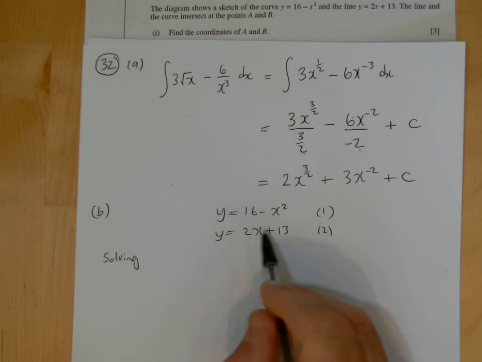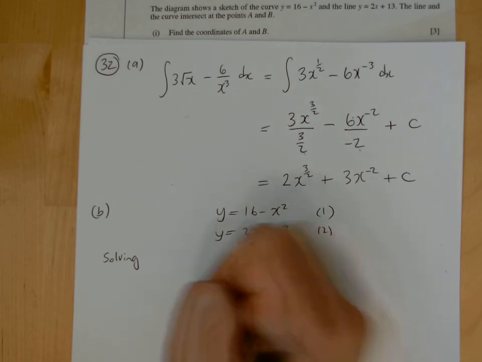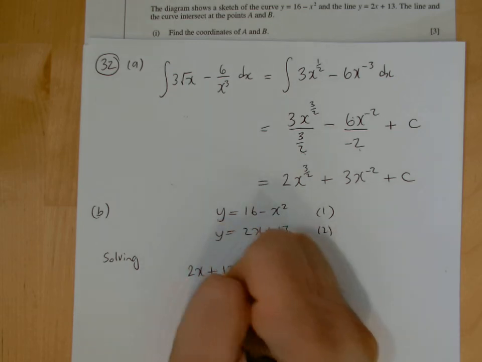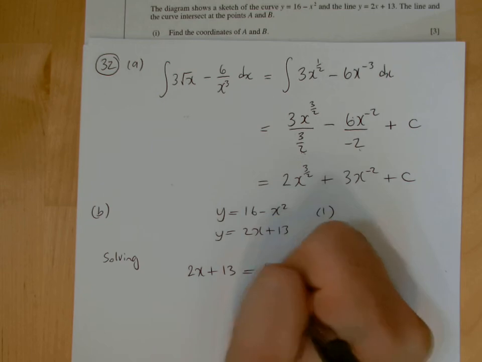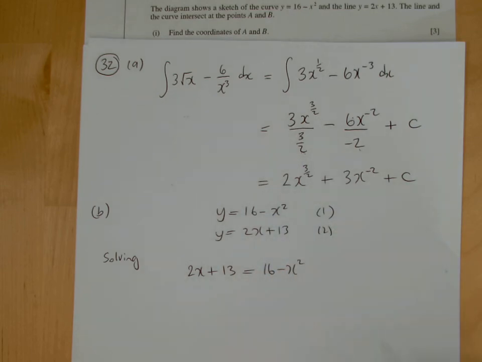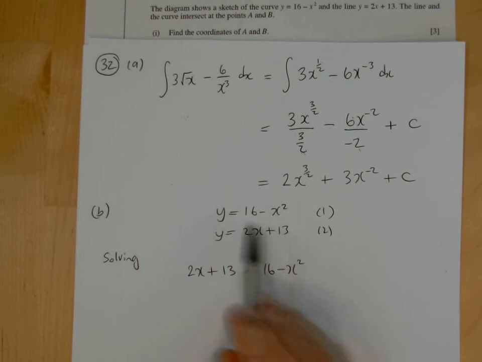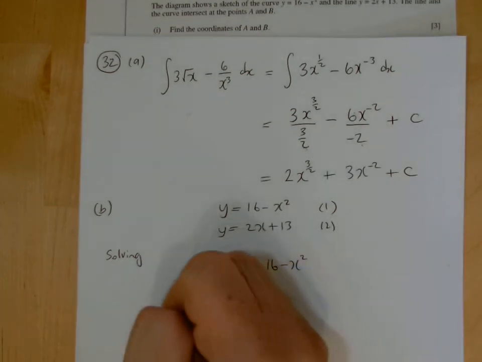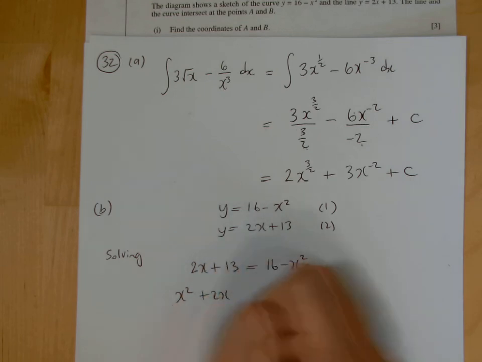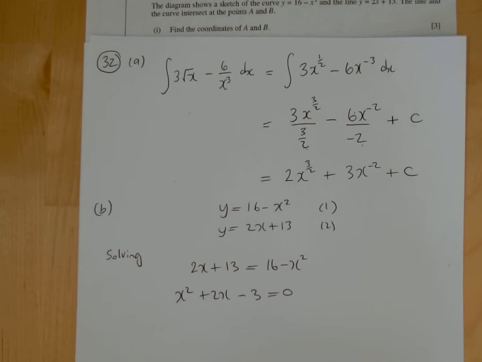Okay, so if I call this 1 and 2, solving simultaneously, of course the y's will be equal, won't they, at A and B? So the y's are equal, that means this expression for y will equal that expression for y there, because the curve value and line value will be the same in terms of y and x. So we've got it in terms of y here, which is nice. Got y equals, so 2x plus 13 will equal the 16 minus x squared. Get it all onto one side, so we've got x squared plus 2x minus 3 equals 0. Okay.